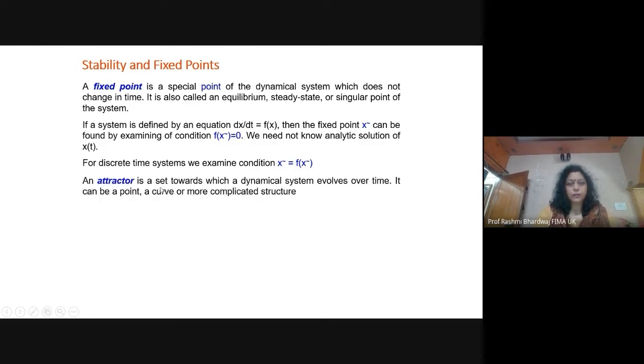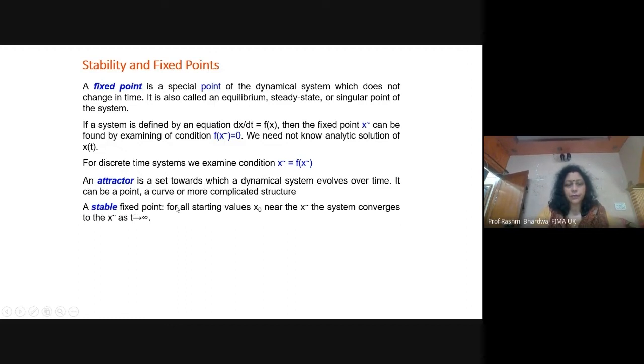Now we are coming to what the attractor is and how we have to find it. An attractor is a set towards which a dynamical system evolves over time. So as time changes, what is the system behavior? It is calculated through the attractor. It can be a point, a curve, or more complicated structures. My main emphasis here is how to find different attractors and how they look.